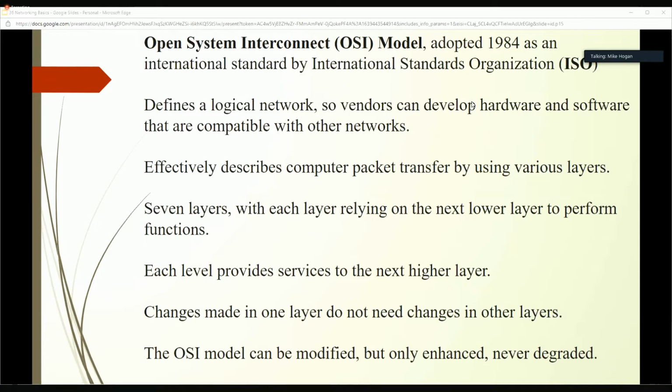The OSI model effectively describes computer packet transfer by using seven layers, with each layer relying on the next lower layer to perform functions. Each level provides services to the next higher layer. Changes made in one layer do not need changes in another layer. The OSI model can be modified, but only enhanced, never degraded. It's the standard that we want to stick to. And like I said, the understanding of the encapsulation and de-encapsulation process, but also interoperability, are aided by this OSI model.